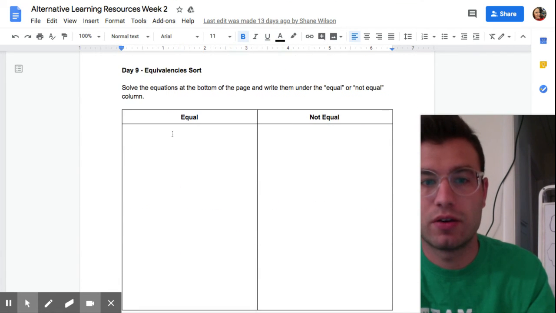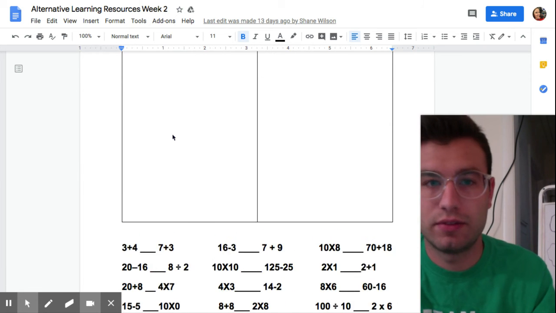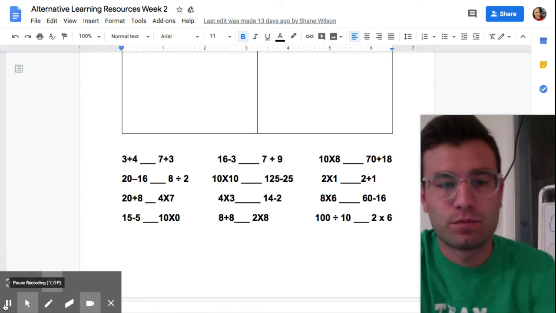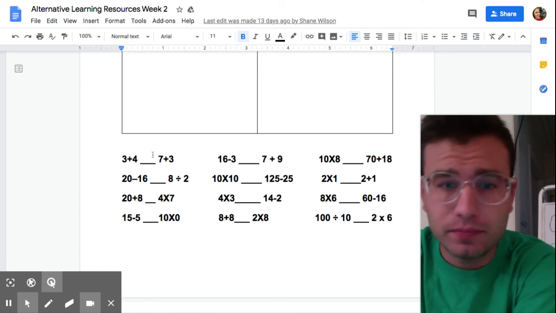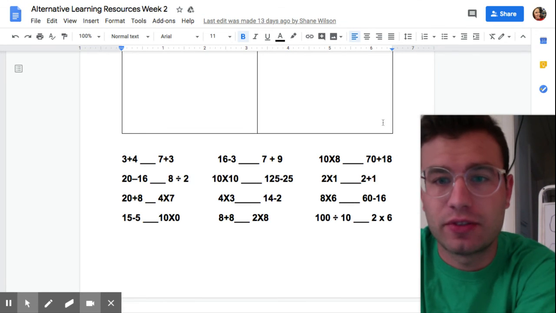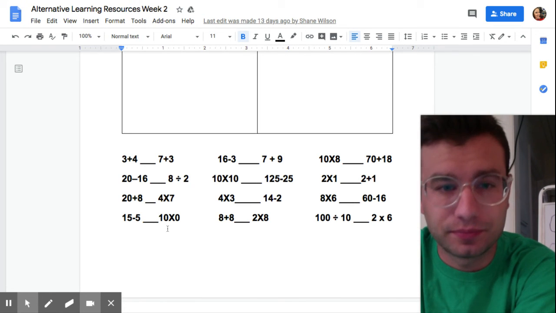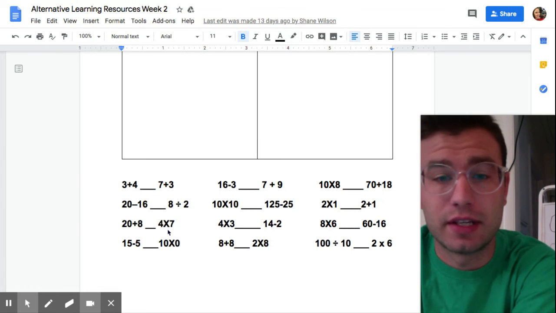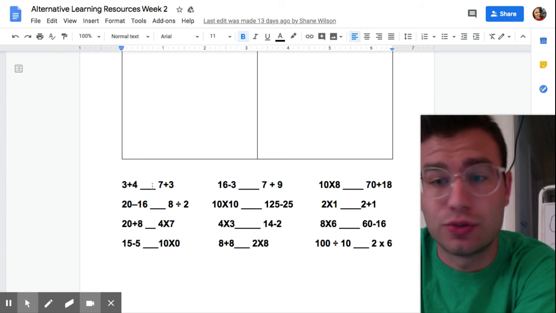We're going to go over the next activity for you. You have an equal or not equal sort. All right, so pretty simple here. I want you to go through all these facts, all these equations. I want you to balance it out. Or actually, you're not balancing it out. You're deciding whether it is balanced or not balanced.